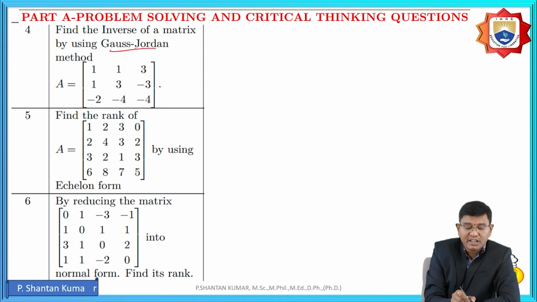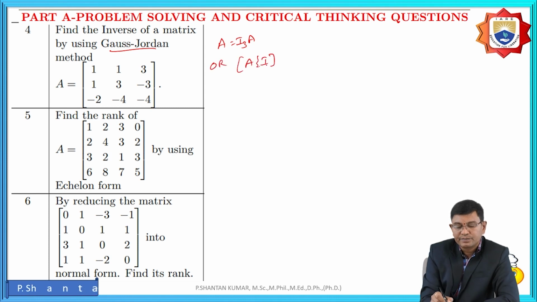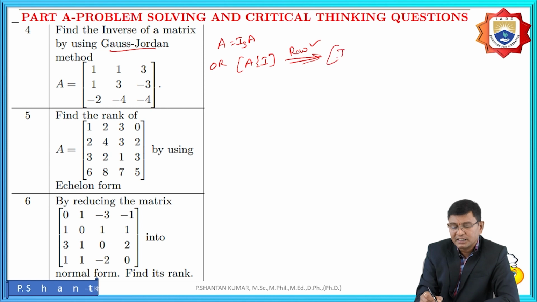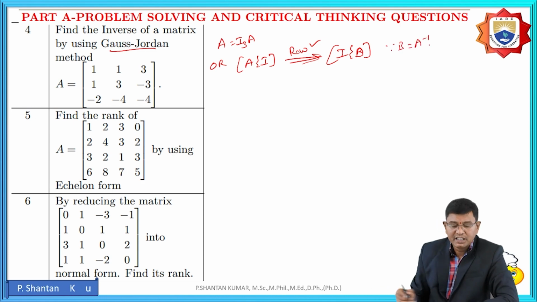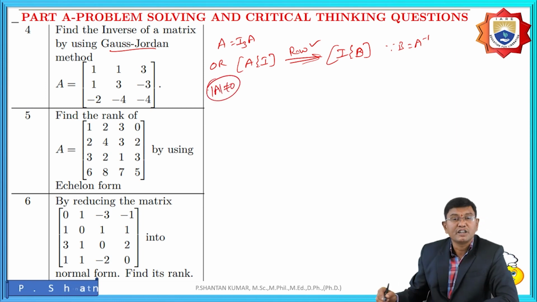Here, it is also the Gauss-Jordan method. That means we write the given matrix as A = I3 A, or it is nothing but [A | I]. By applying the row operations, we need to reduce it to the form [I | B], where B is nothing but the inverse of the matrix. It is also clear that the determinant of A is not equal to 0. That is, the condition is required.